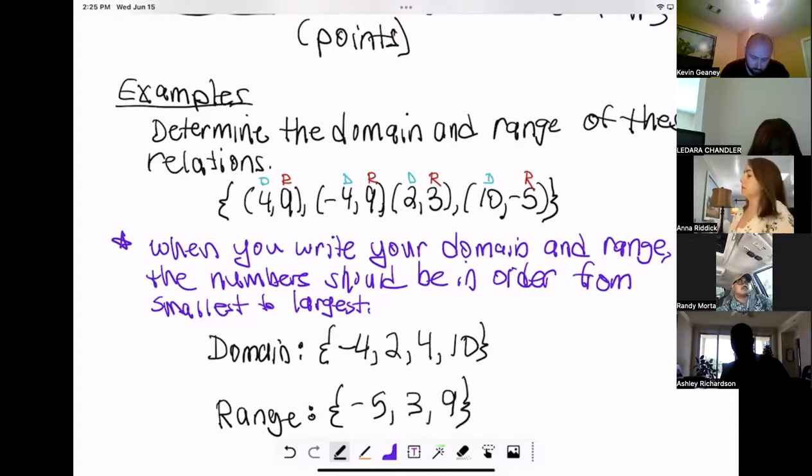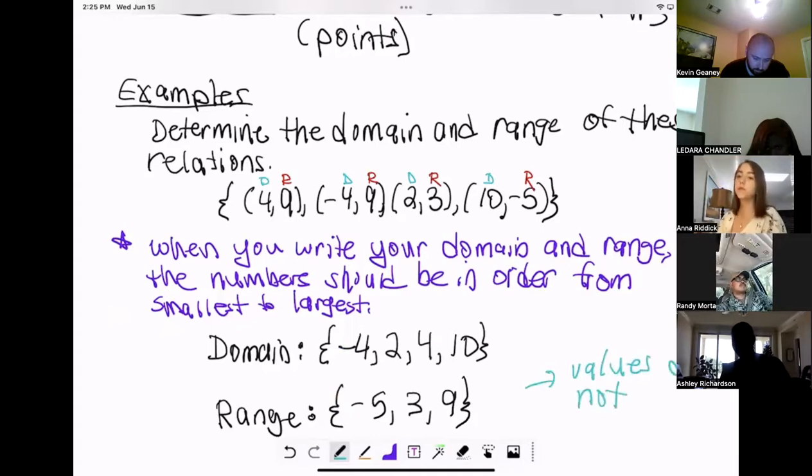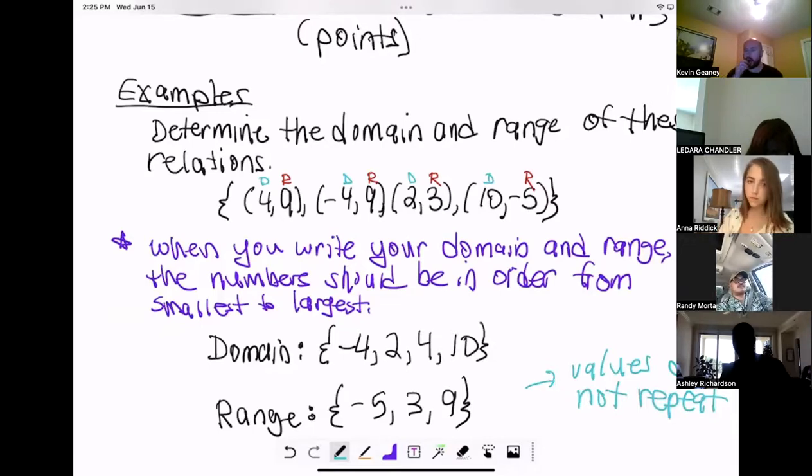Okay, now that reminds me of something. I can actually put it right here next to it. Values do not repeat. See how that had two 9s? You only write it once. You don't need it twice. So domain, your input values or your X values, you put them in order from least to greatest. Range are your output values or your Ys, you put them in order from least to greatest. And if anything repeats, you just write it once.